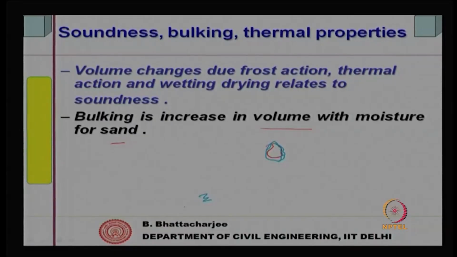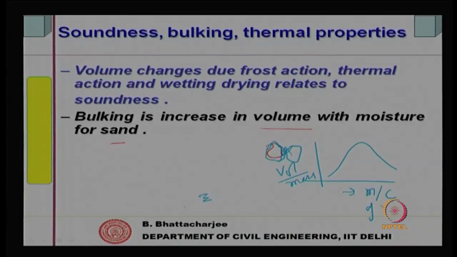Now, when it absorbs moisture, its effective size increases. So, initially there will be pushing of the particles, but a time comes when all this water collapses and the particles then come close to each other. So, if you plot volume for a fixed mass, then you get this sort of curve. The volume increases with moisture content of sand. It increases, picks up a peak and then it reduces. So, this is called bulking of sand, it becomes a bulk volume increase.